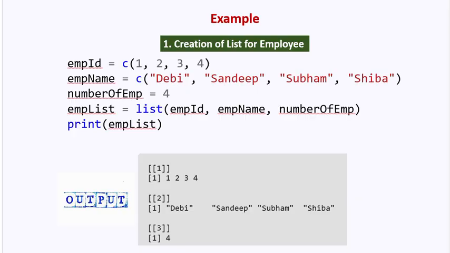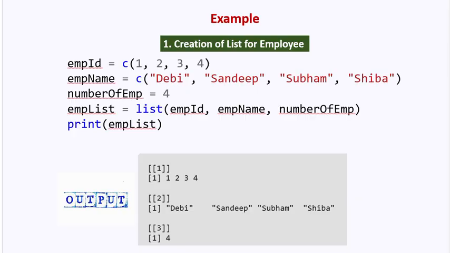Let me see a sample program for the creation of a list. Here we have taken the concept of handling employee details. First, if you consider an employee, the details the company needs to store or maintain are the ID of an employee, which will be in the form of numbers, that is, its data type is numeric, and then the name of the employee, and then how many employees there are. These are the basic details of the employees which the company needs to store.